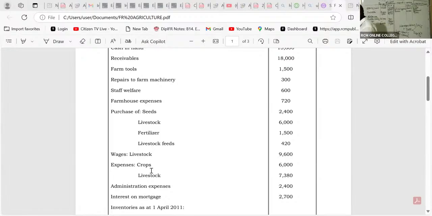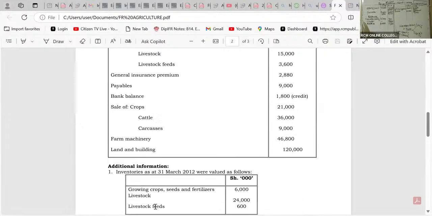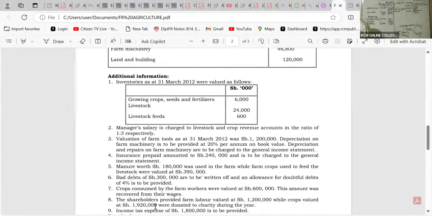All right. We can see inventories at the beginning, which we've already captured. Then I can see general insurance premium. I can see payables here, ladies and gentlemen. Sales, we have captured. Farm machinery will go to the balance sheet. Land and building will go to the balance sheet. Then let's now look at the notes. Additional information 1, I've taken care of that.